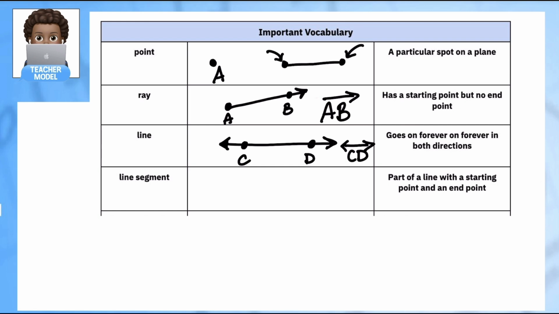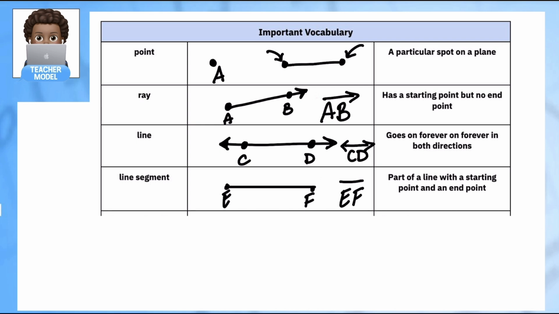And then a line segment is like a part of a line. So it has 2 endpoints. So it definitely ends boom and boom in one spot. Okay, so there's my line. And again, I use the 2 points and I just draw a line over it. So these are our first 4 vocab words: point, ray, line, and line segment. Hit pause and jot this down.